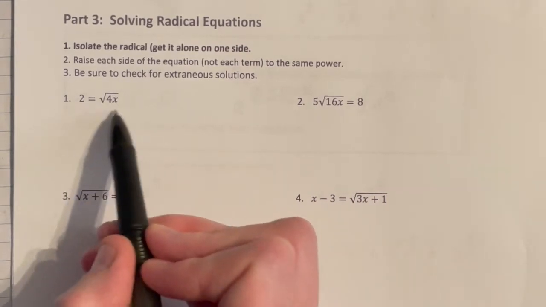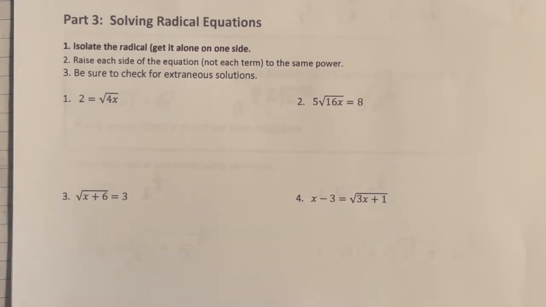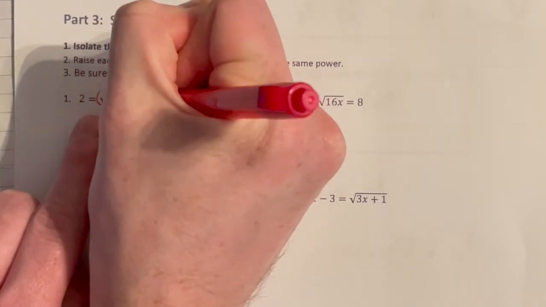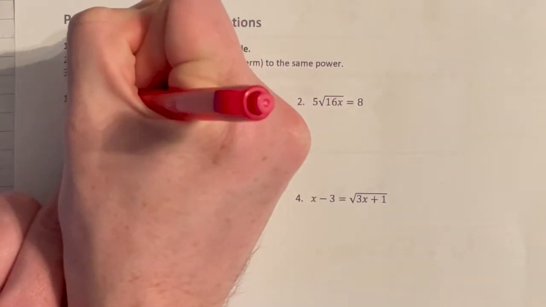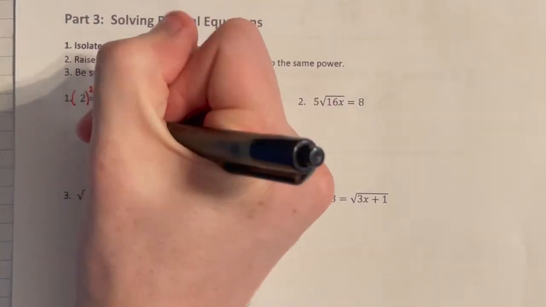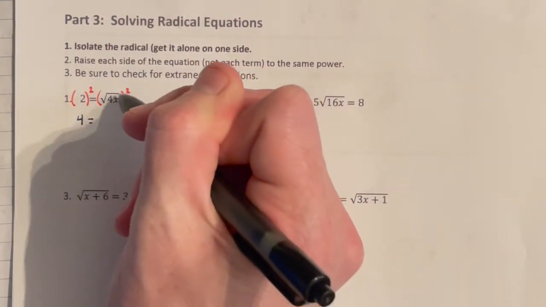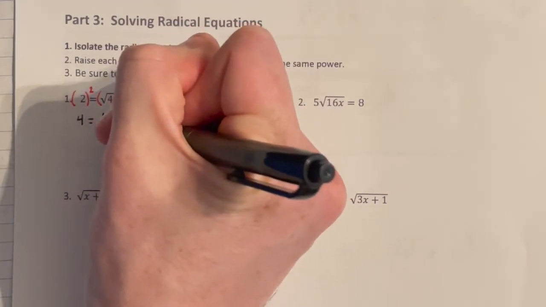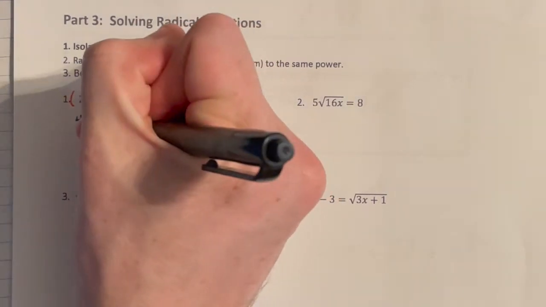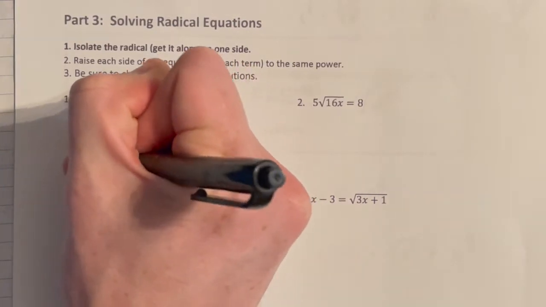So if I have this one, the radical itself is already isolated. It's by itself. Now if I need to undo a square root, the opposite of a square root is a square. So I'm going to raise each side to the second power. That would give me a 4 because 2 squared is 4. And the square and the square root are inverses of each other, so they would cancel each other out and leave me with just a 4x. Then we solve for x by dividing by 4. So x is equal to 1.